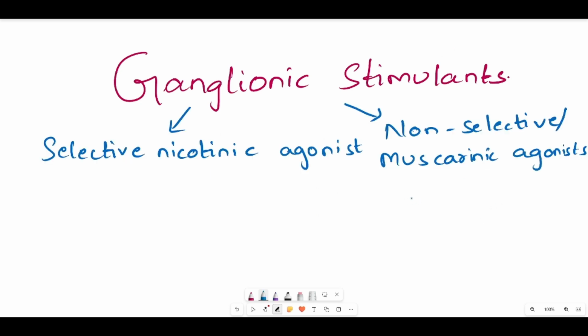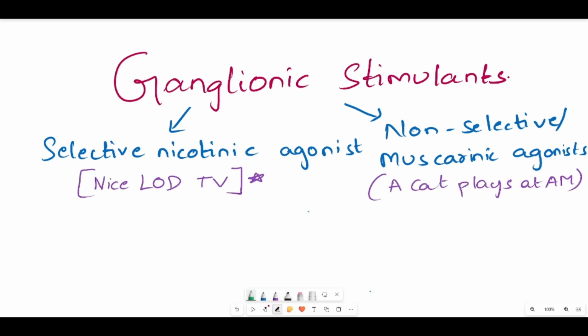So the ganglionic stimulants are divided into two types. The first one is selective nicotinic agonist, the second one is non-selective or muscarinic agonist. Now let's see the drugs under each class with simple tricks. So, the first class is selective nicotinic agonist. To remember the drugs under this, just remember the trick NICE LOAD TV.